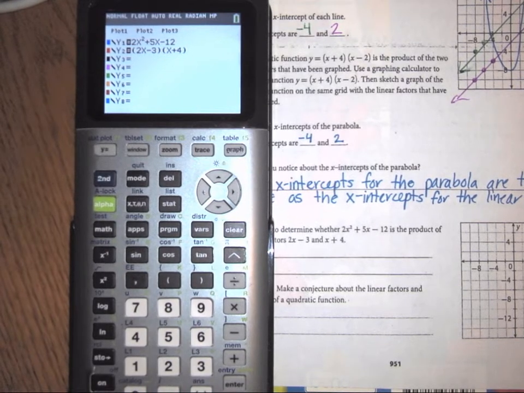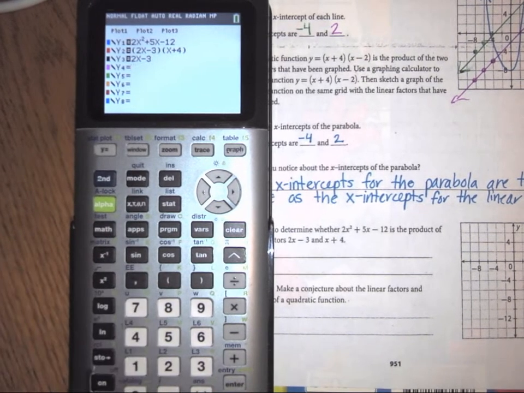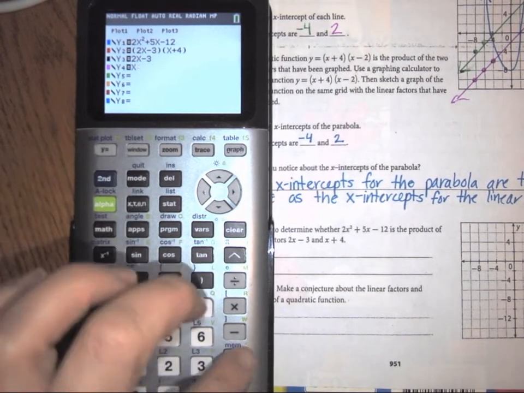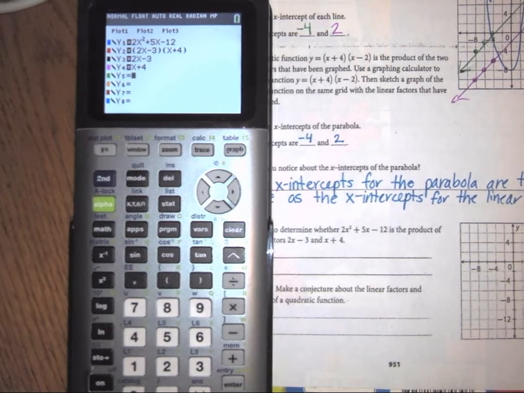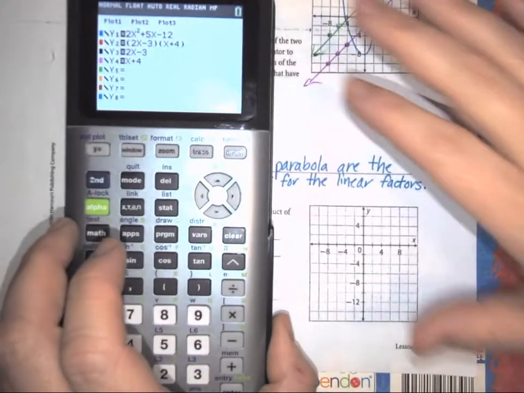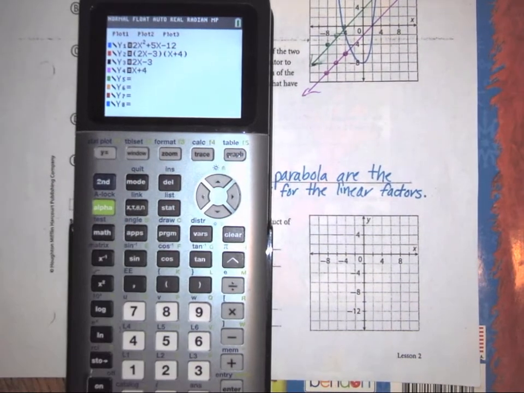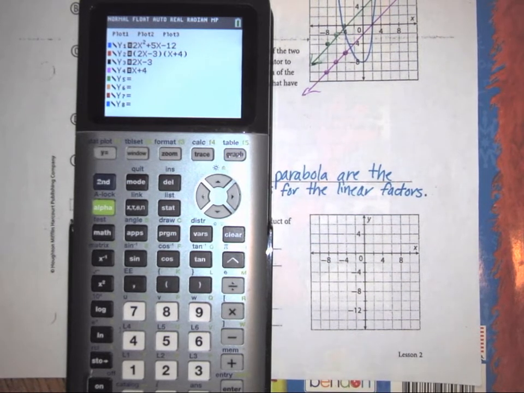But I also want to see what happens because my calculator can graph multiple functions. What if I graph them separately? So 2x minus 3 as well as x plus 4. So we're going to see four different functions come up when I go to graph. Now, the grid that they gave me is not a standard viewing window, meaning negative 10 to 10 counting by ones. So I want to change my window to match the window that they're recommending I use.